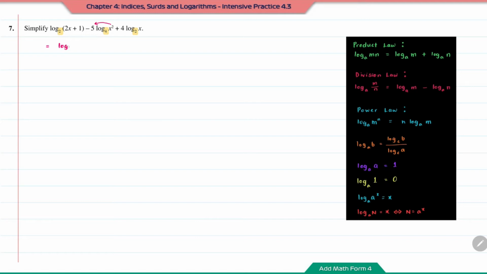So here we're going to have log base 2 of (2x plus 1) minus. When you move the number 2 to the front, this will be 5 times 2, which is equal to 10. Next, we're going to change the log base 4 to the log base 2. So 10, put a bracket here. Using the change of base law, we change this to the log in base 2: log base 2 of x over log base 2 of 4. And this number 4, we can write it as 2 squared.